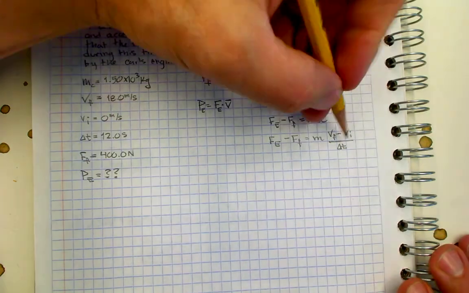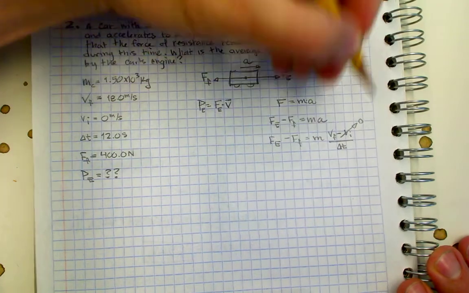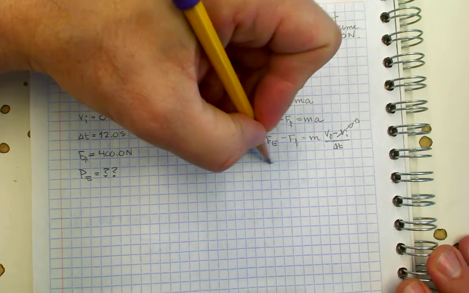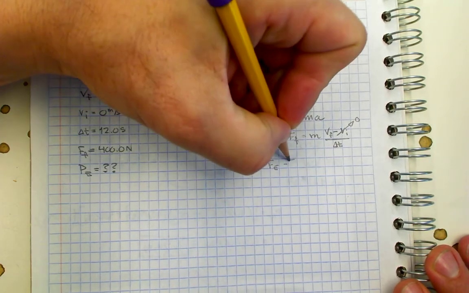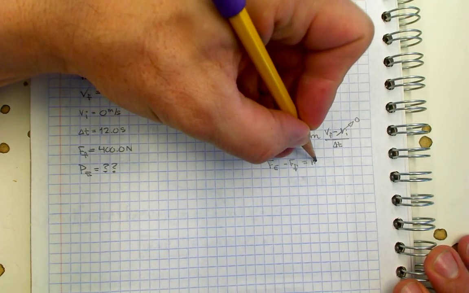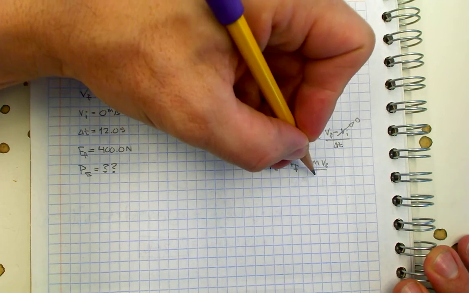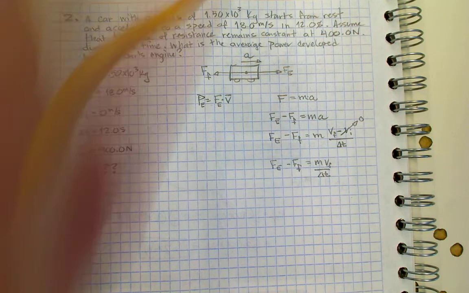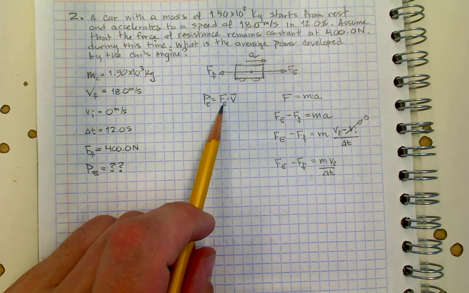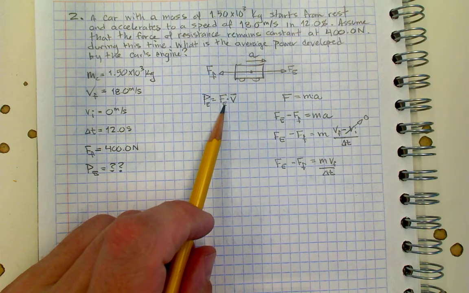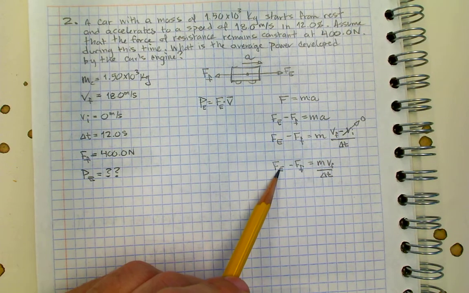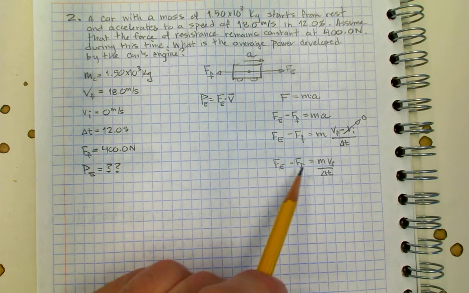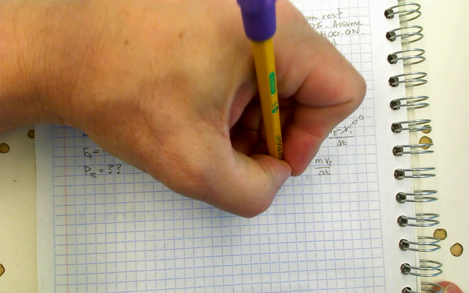And right away I'm just going to say, well, I know that v sub i is equal to 0. So let me further simplify this relationship: m v_f divided by delta t. And remember, what we want in our equation is F sub E, the force of the engine, this thing. So I'm going to get that by itself by adding the force of friction to the other side.